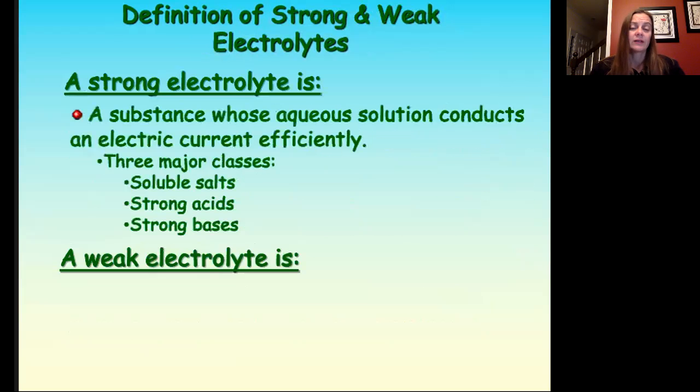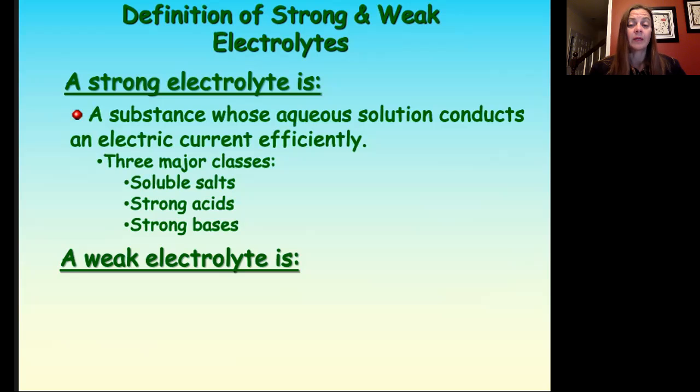The strong electrolytes, their solution conducts electricity very efficiently. There are three major classes of those. Those are soluble salts, because they dissociate completely, strong acids, because they dissociate completely, and strong bases, because they also dissociate completely.